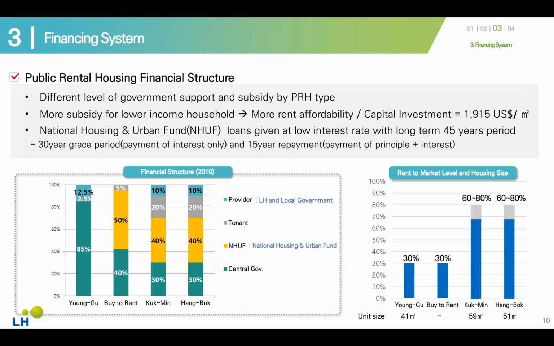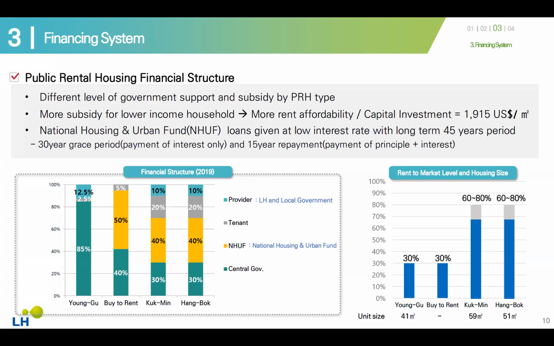In this part, I would like to tell you about the financing system of public rental housing in Korea. Basically, different levels of government subsidy are supported for different kinds of public rental housing types. The government aims to give more subsidies to lower income households. As you can see in the graph below, the housing types for lower income classes receive more government financial support.